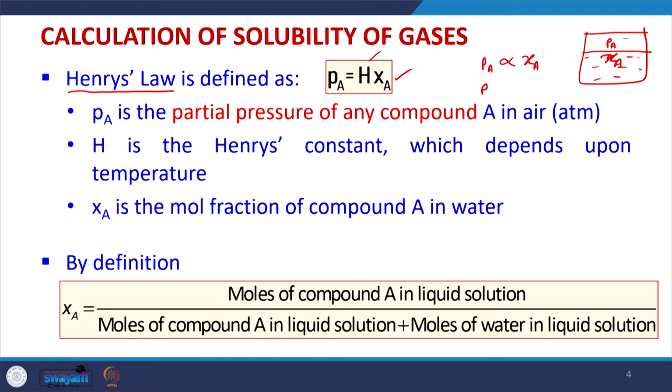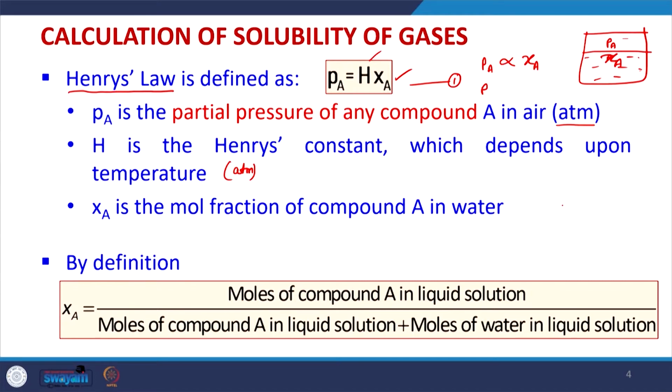Within that, Pa is the partial pressure of the compound in the air. This partial pressure may be in atmospheres or any other pressure unit. Similarly, H is the Henry's constant, which depends upon the temperature. For this equation, its unit will be atmosphere, because we have kept the partial pressure in atmosphere. Whatever the unit of partial pressure, that will be the unit of Henry's constant.